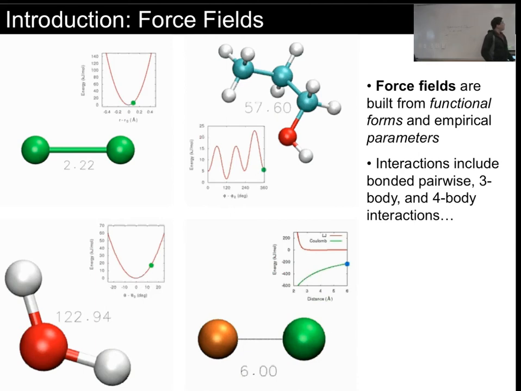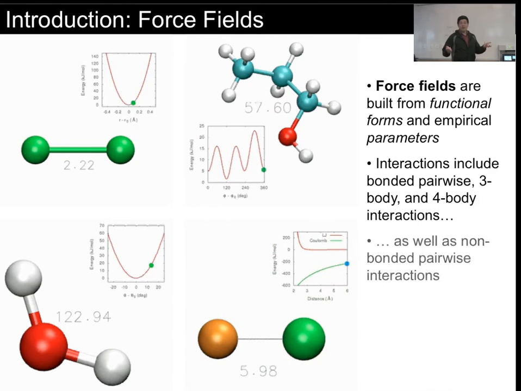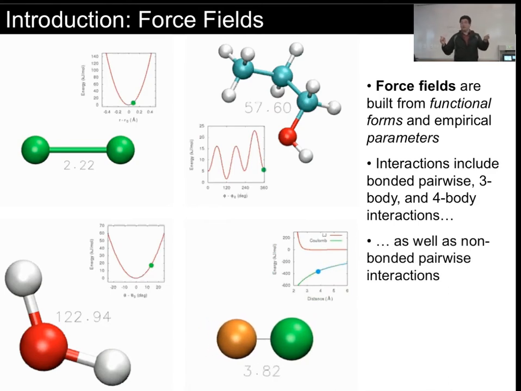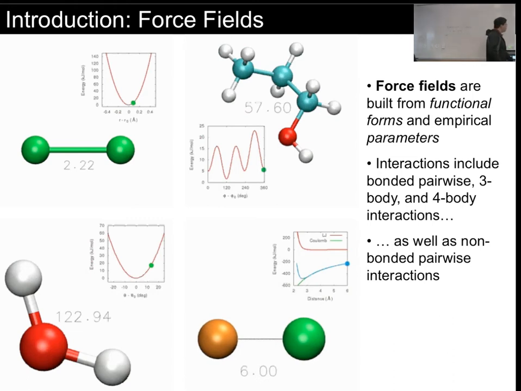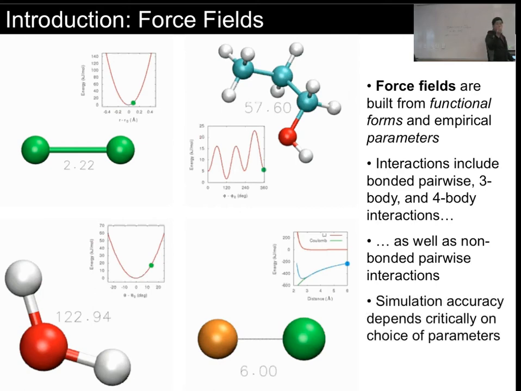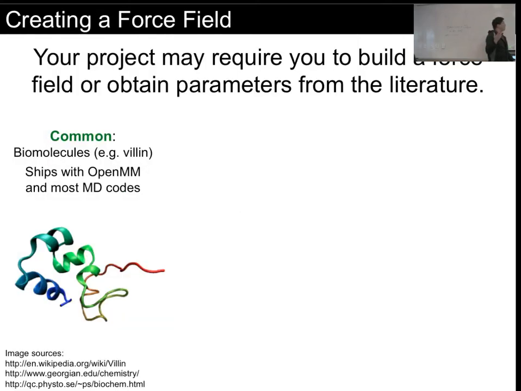And then if you have two atoms that are not bonded together, they might have an attractive or repulsive interaction at long range, but it's always going to be repulsive at short range. So the interaction between a sodium ion and a chloride ion might look something like this. They attract each other, and then they come into the repulsive region and they bounce back. Your simulation accuracy, of course, is going to depend critically on your choice of parameters.